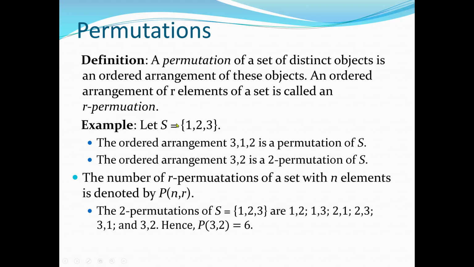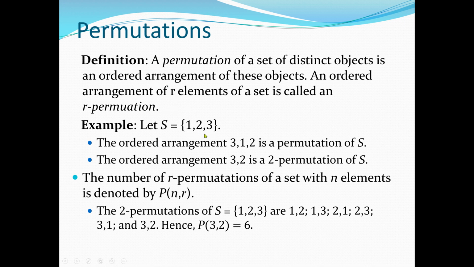So first we start with the definition of a permutation. Here we say a permutation of a set of distinct objects is an ordered arrangement of these objects. An ordered arrangement of r elements of a set is called an r-permutation. What this means is that if we have a set of 3 items, 1, 2, 3, and we want to permute it in order of 2, we may have 1, 2, and we may also have 2, 1. That's for permutation.